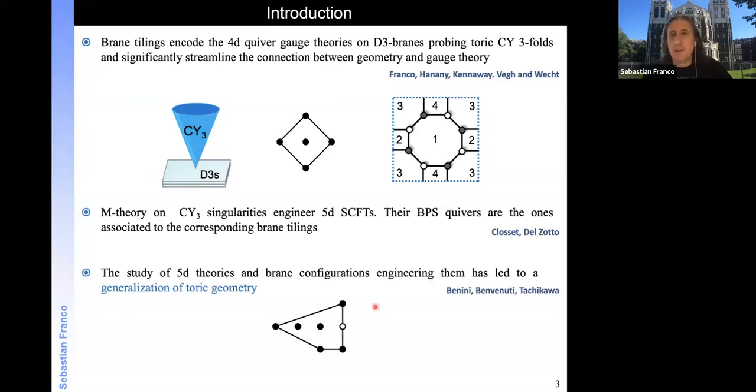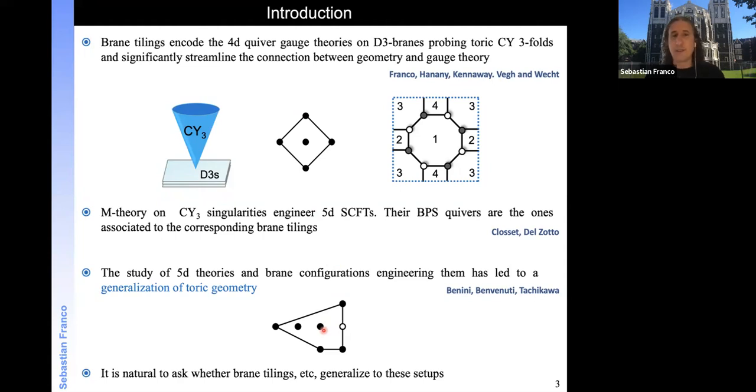But then, in the study of five-dimensional theories and brane configurations, basically webs of branes and 7-branes, Francesco, Sergio, and Tachikawa introduced this kind of diagram, which nicely captures some information about those webs that one can imagine in some generalization of toric geometry. I don't know, at least the pictures look similar. But now with different types of dots here.